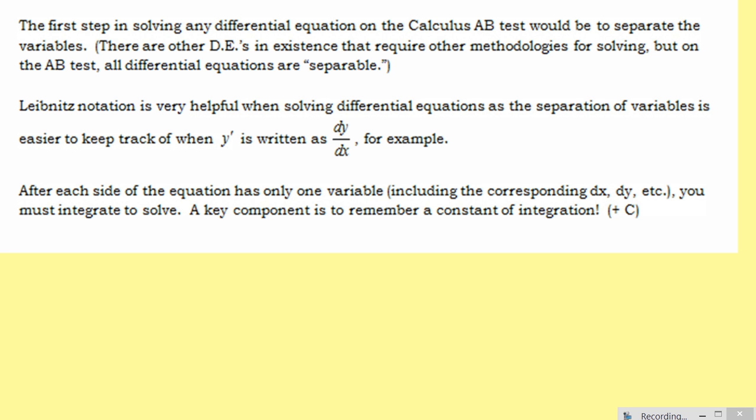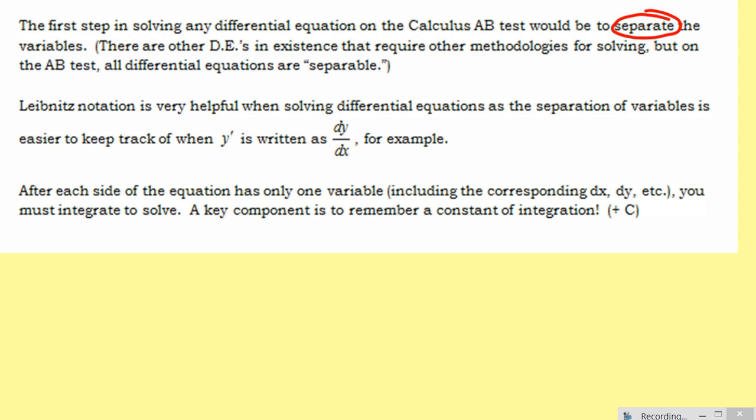Remember that the first step in solving any differential equation that you would see on the Calc AP test is going to be to separate the variables. That is because the only kinds of differential equations that we have studied are those that are called separable differential equations. There are other kinds of differential equations that exist, but we have not yet studied them in this course, nor are we supposed to have.